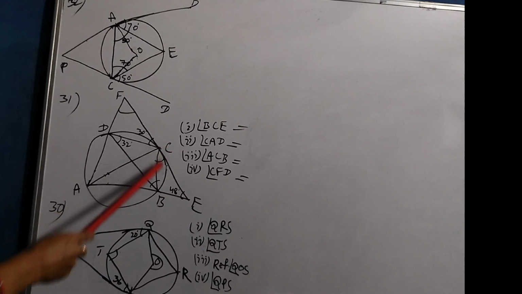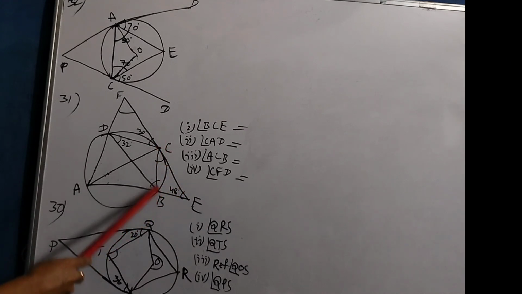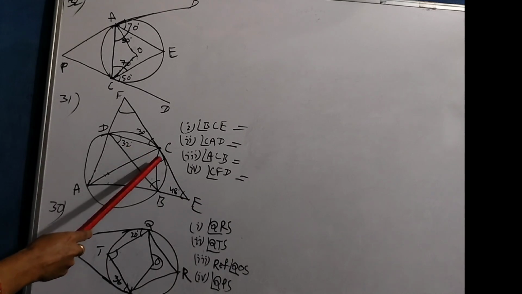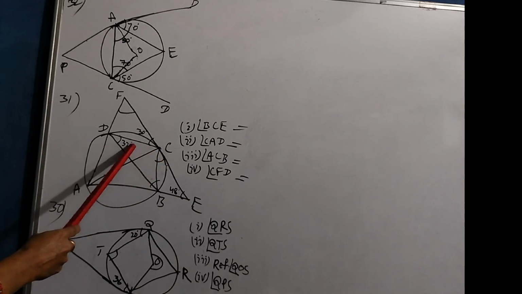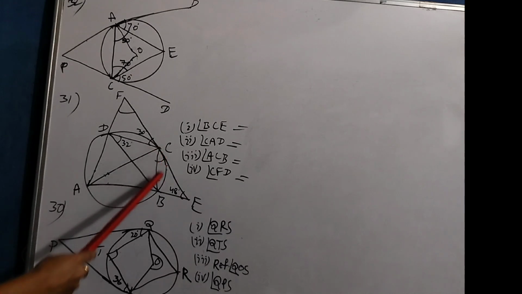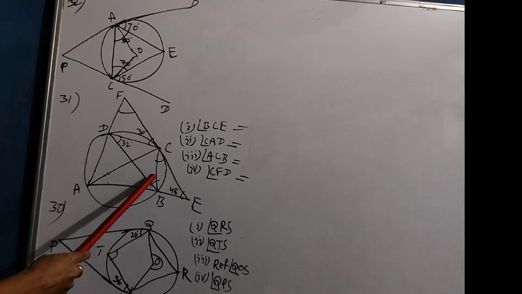Now BC is your chord and this is your tangent. From BC, the subtended angle is 32, so this is also 32. This is your alternate segment angle. BC is the chord and this is the tangent, so this is 32 means this is 32. And this is 30, 30, and this is 32.